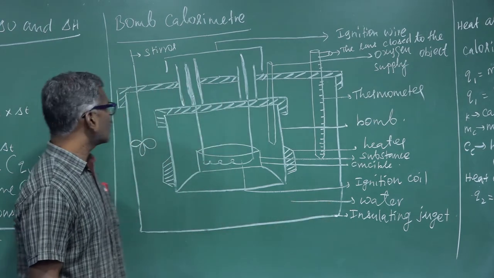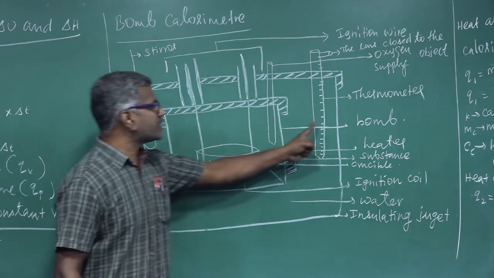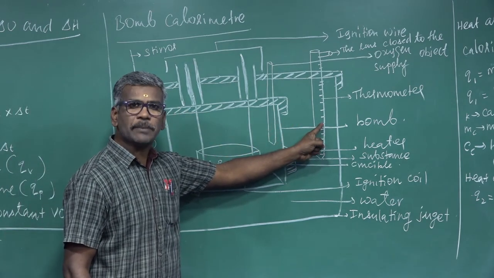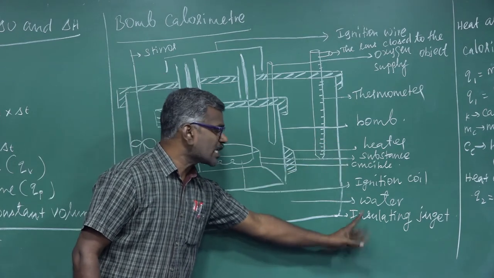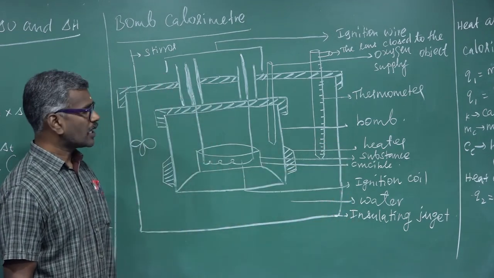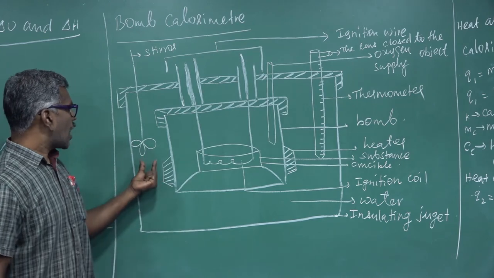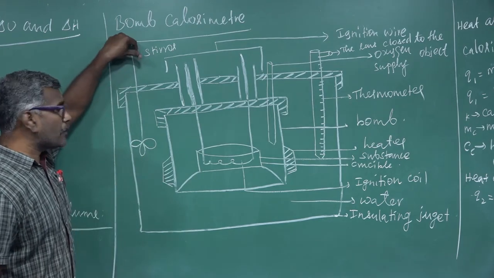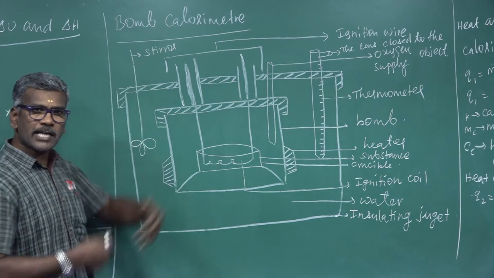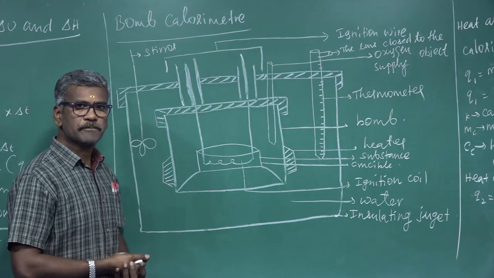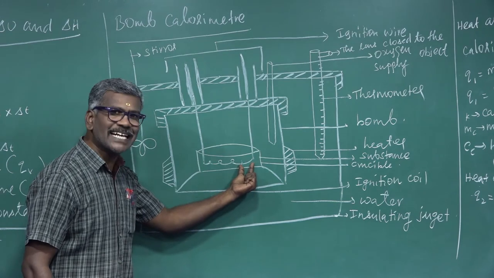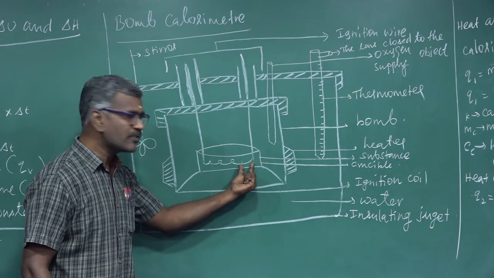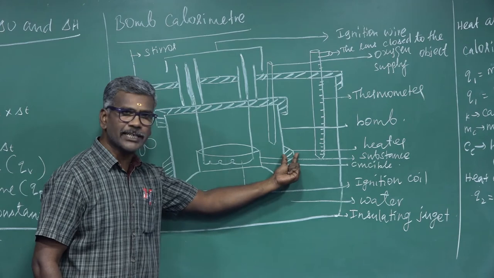Next point, the stirrer and thermometer are placed between the bomb and the insulating jacket. Next point, the water can be stirred by using the stirrer. The reaction is going to be started by striking the weighted amount of the substance with the help of an electric heater.